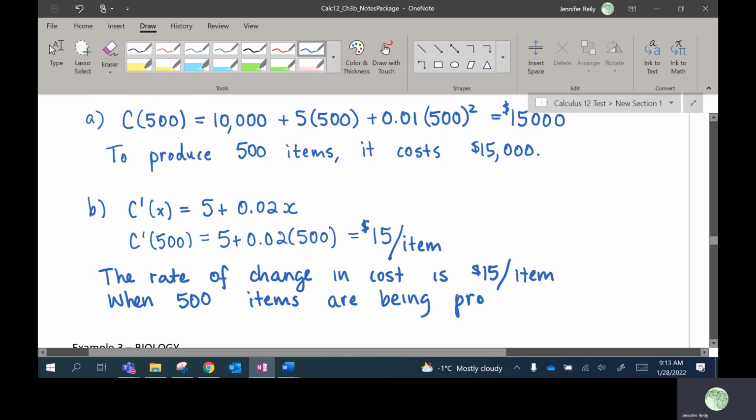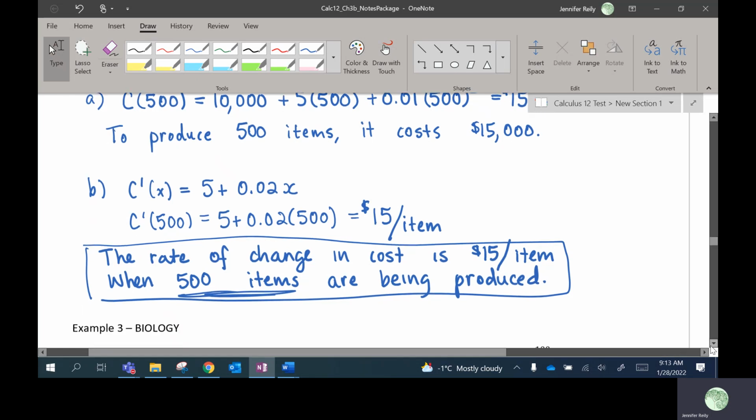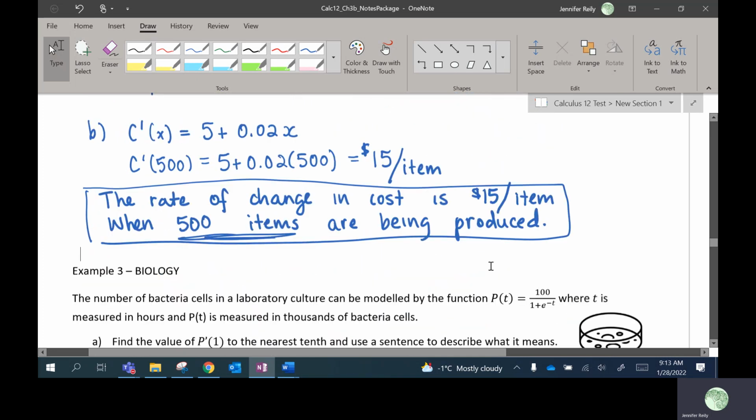Now that's very important because the rate of change in cost changes depending on how many items are being produced. It's not the same for any x value. So you have to say that we're talking about when 500 items are being produced. So when this company has 500 items being produced, the rate of change in the cost would be $15 per item. So if they wanted to increase their production by 1 item, it would cost them $15 more. So you would use that number to make some decisions for your company if you work for them.